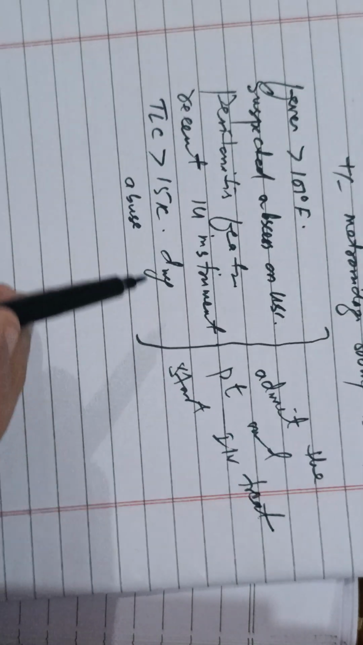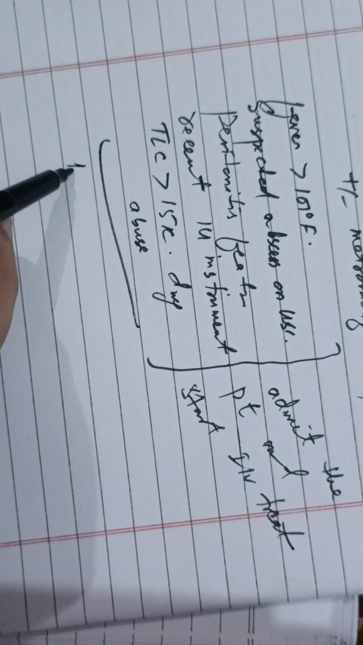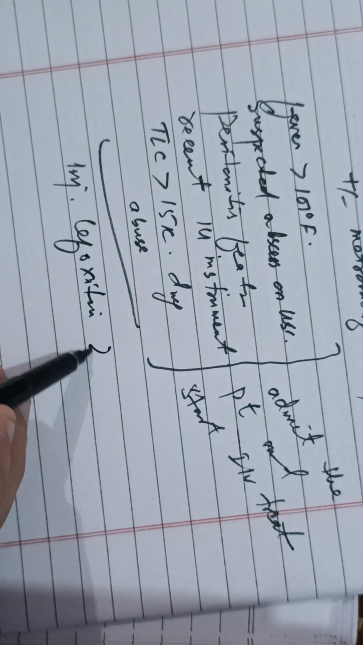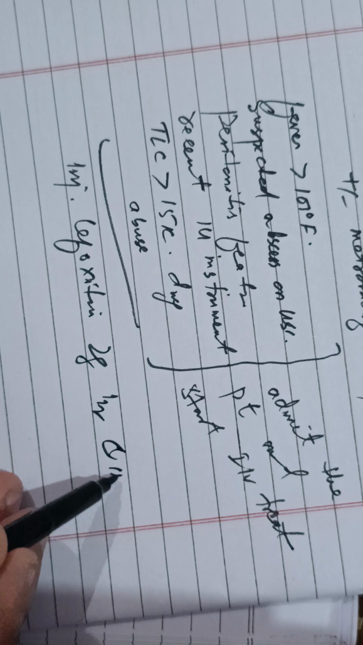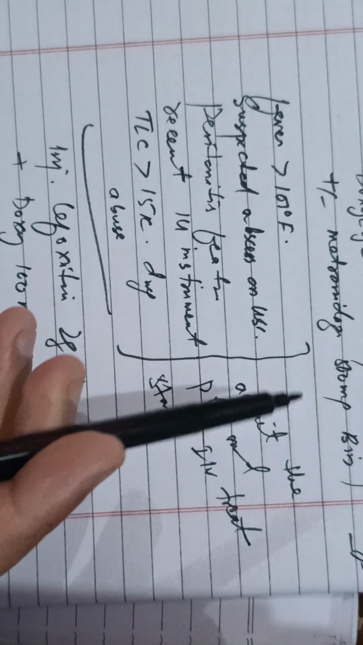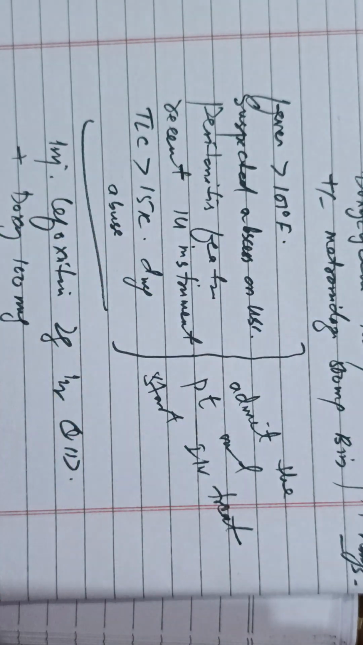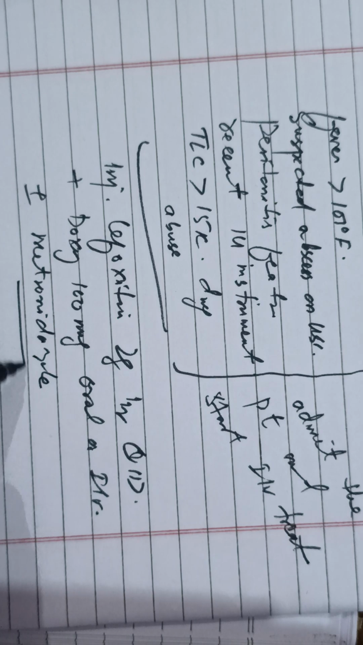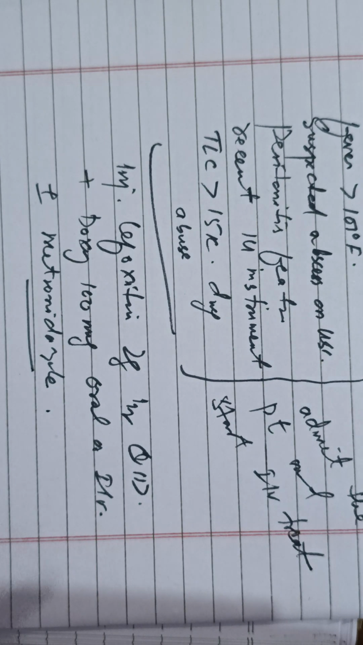What will be the treatment in this case? We usually prescribe injection cefoxitin 2 gram IV QID, with doxycycline, as I have told you above, 100 mg oral or IV, plus or minus metronidazole. Okay, this will be the treatment for this patient.